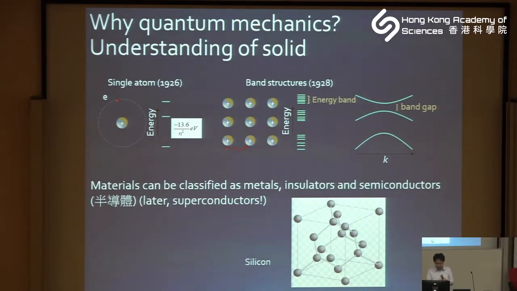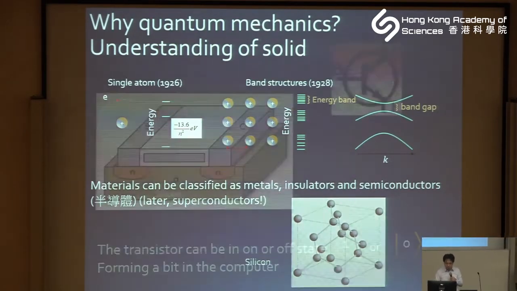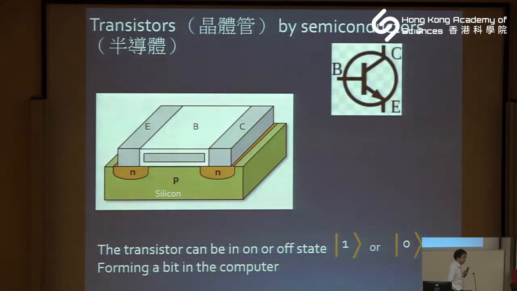Importantly, we can understand materials, semiconductors like silicon. With the understanding of silicon, people can make devices, such as transistors, which are the most basic components of modern electrical circuits. So this is a transistor. In a symbol, it's made from silicon. You can call it n-type or p-type silicon. You fabricate them together to form a transistor. We can do that because of the help of quantum mechanics.